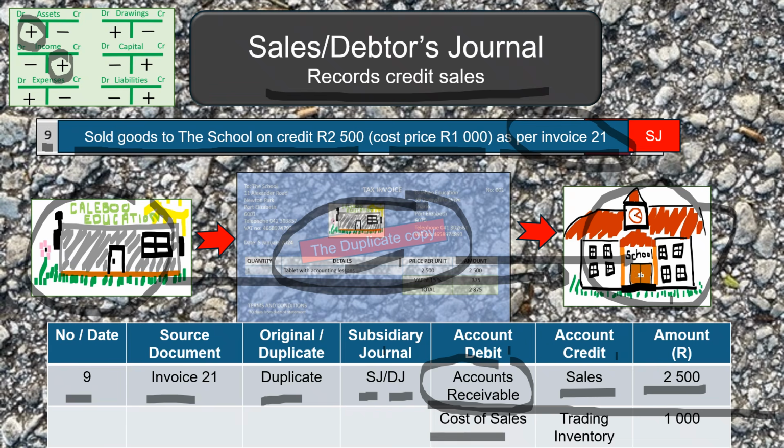The second part is to record the cost of the sale. Debit cost of sales, why? Cost of sales is an expense. Increase in expense, the rule says debit. Trading inventory has now gone to the school. We no longer have that stock on our books. That is a decrease in assets. A decrease in assets, the rule says credit, with the original or historical cost price amount of 1,000. That is a sales entry, a credit sales entry in the sales journal.